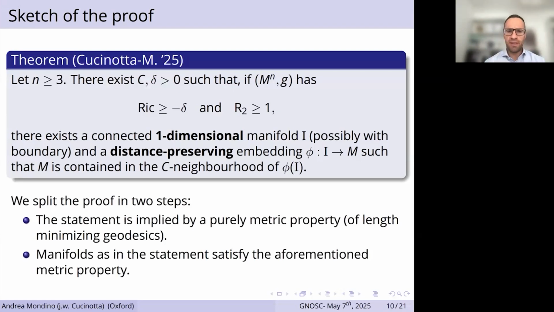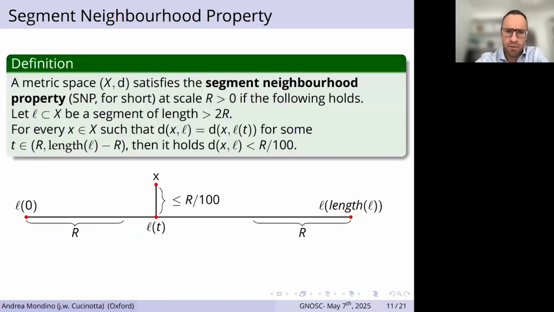Okay, so the proof is split into two steps. The first step is a purely metric property of minimizing geodesics, which will imply the conclusion. And the second step is to show that this curvature assumption implies this metric property. Now let me state this metric property, what we call the segment neighborhood property. So we say that a metric space (X, d) satisfies the segment neighborhood property, SNP for short, at some scale R, if the following holds.